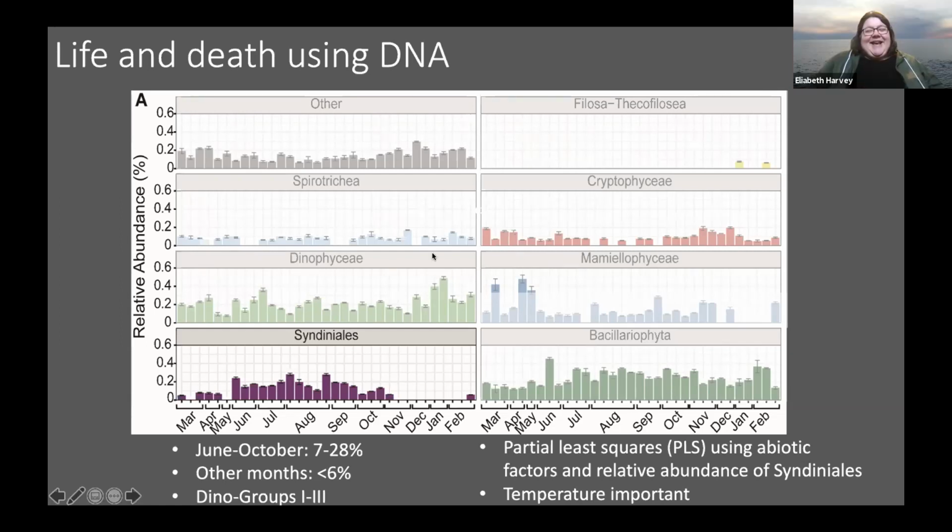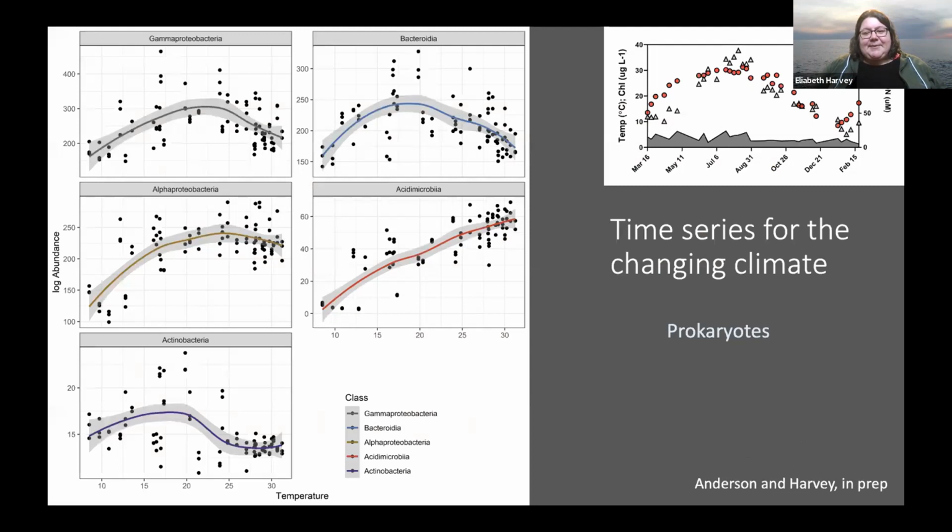Okay, I'll go quick. So there's something going on there. We can talk about it. Lastly, I just want to leave you with this, a project we're working on now. So we're taking that genetic data and we're looking at how the relative abundance of these communities change over the course of our year. And we're looking at it in terms of temperature.